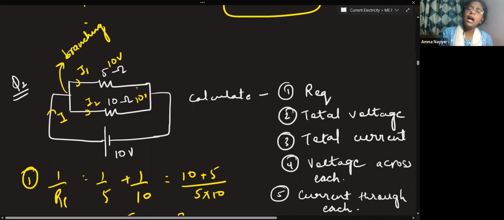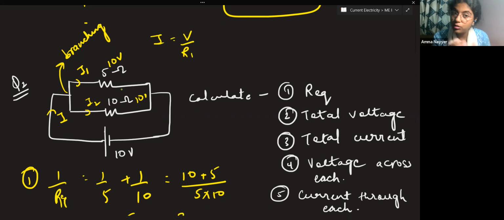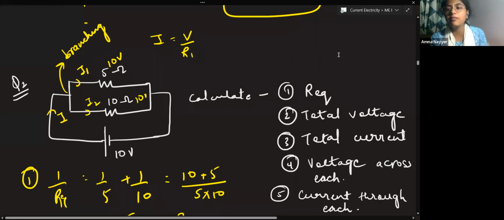So R equivalent will be calculated by this formula. By reciprocally adding 5 and 10, that will give you 10 by 3. And then your total voltage of the circuit remains 10 volt. Voltage across each will be the same. Current across each we can calculate. See, current will be what? V divided by R1. So potential is 10, resistance is 5 ohm. Like this, I2 will be calculated by 10 divided by 10. In this manner, we have to calculate. So these were the basic questions that we have completed.